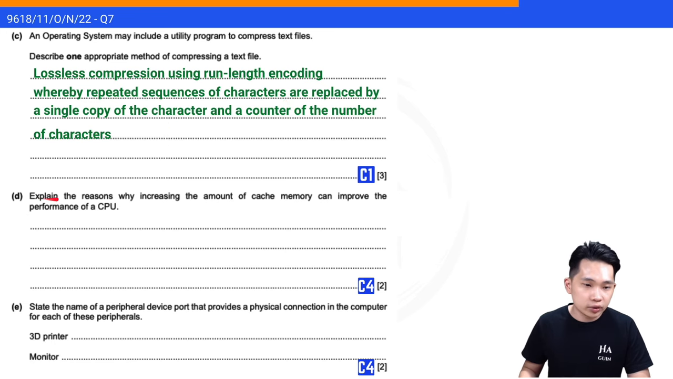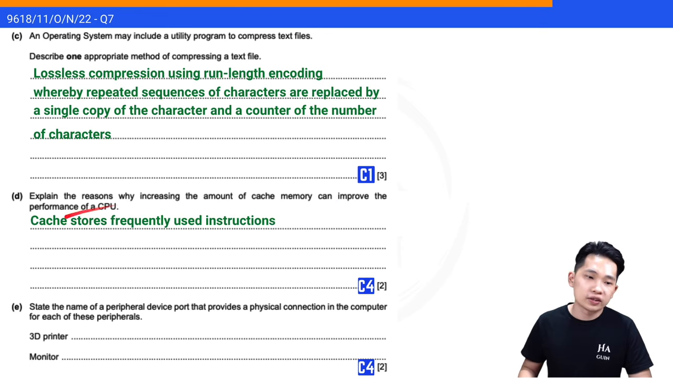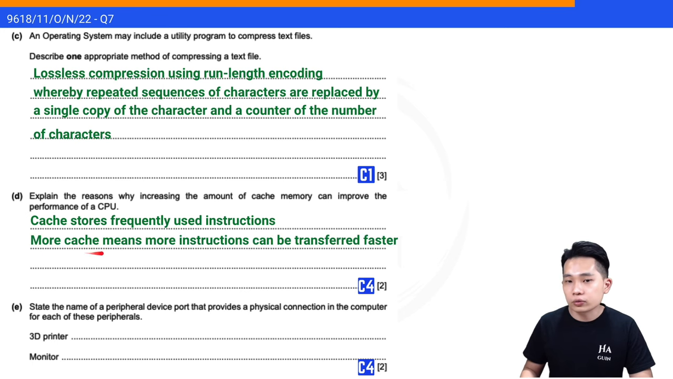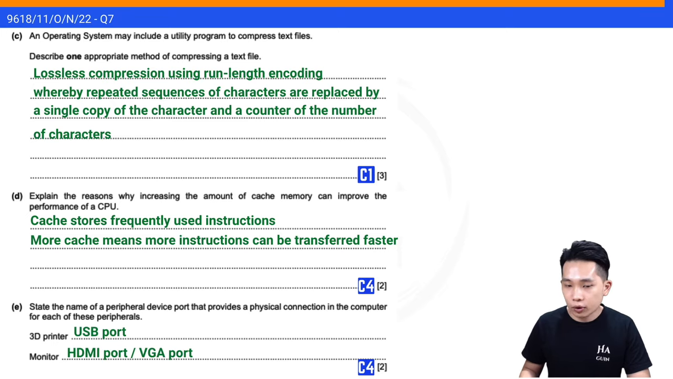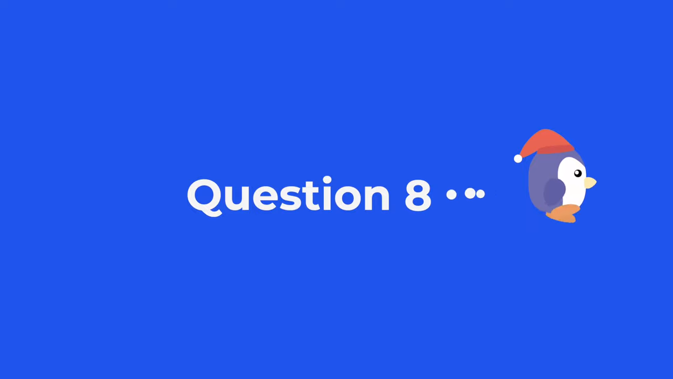Next will be, explain the reason why increasing the amount of cache memory can improve the performance of a CPU. So basically, cache stores frequently used instructions, and then more cache means more instructions can be transferred faster. Next will be, state the name of a peripheral device port that provides a physical connection in the computer for each of these peripherals. So for 3D printer, we can just write USB port. And for monitor, we can just write HDMI port or VGA port. And now let's look at question 8.